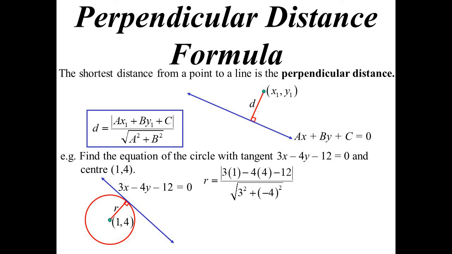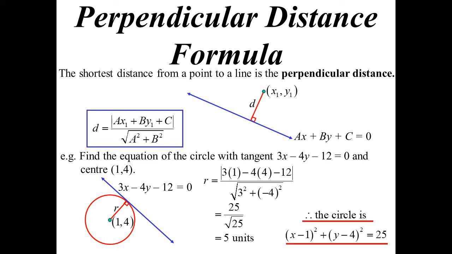3 minus 4 minus 12, well that's negative, but that's all right, absolute value. Oh look, the classic 3 squared, 4 squared, we know the answer to that. Pythagorean triad, 3, 4, 5, so it's got to be 5 on the bottom. What do we got? 25 over, well root 25 is 5, so we end up with 5 units. There's our radius. And now we can answer the question. The equation of the circle must be (x minus 1) squared plus (y minus 4) squared is 25.